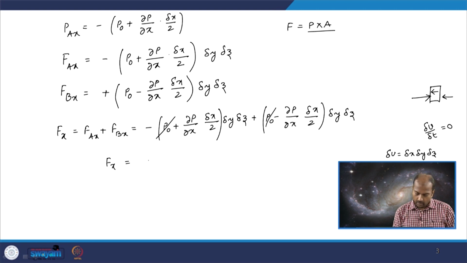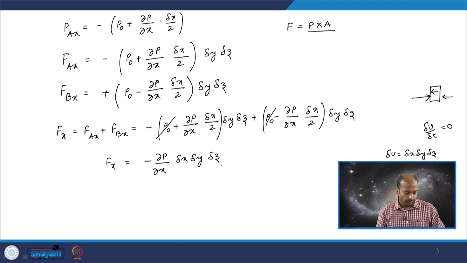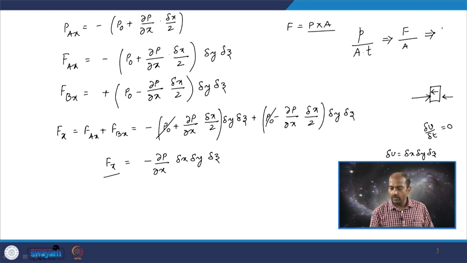We can write minus ∂P/∂x into Δx Δy Δz. So, the net force acting in the x direction does not depend on the pressure itself. So, what is the basic idea? We started from the momentum transfer per unit area per unit time, which gave us the force. Force per unit area, we call it pressure.